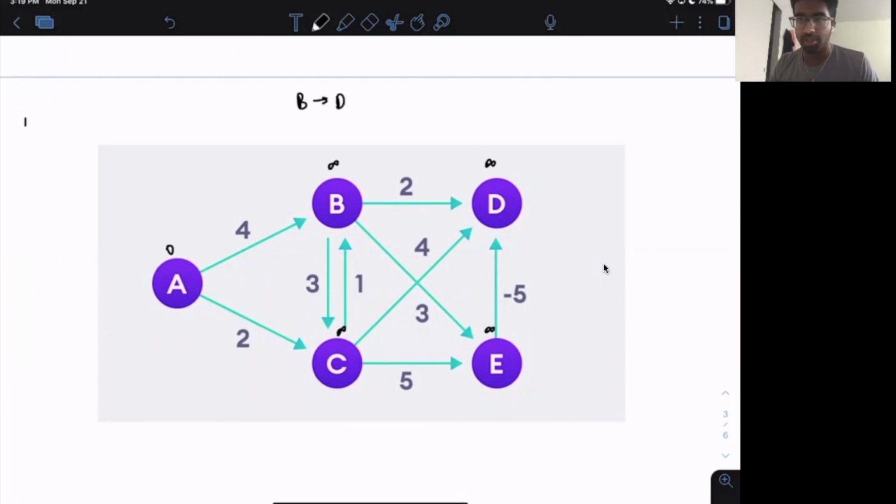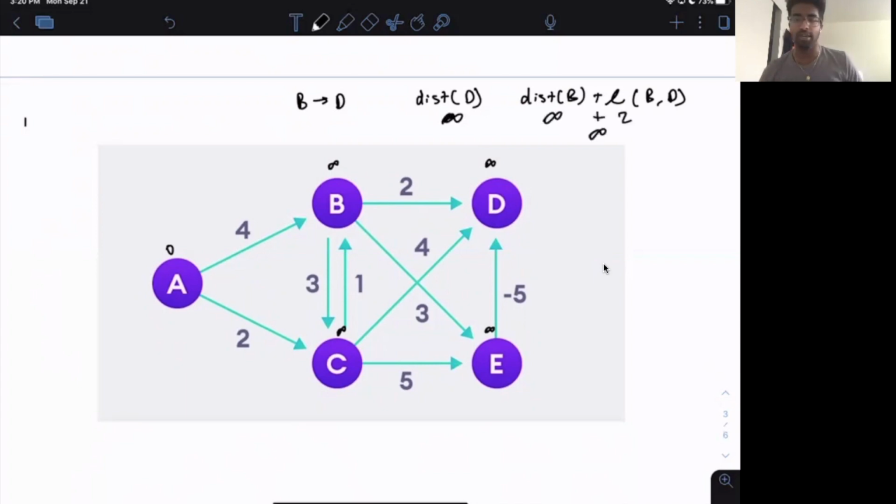Let's say we examine B to D first, right? What we're going to do is check whether the distance to D that we have so far is greater than the distance to B plus the length of B to D. And this is exactly what the update operation did. But here, the distance to D is infinity because we haven't done any work so far. The distance to B is also infinity, plus the length 2, so this becomes infinity. So we don't do any update.